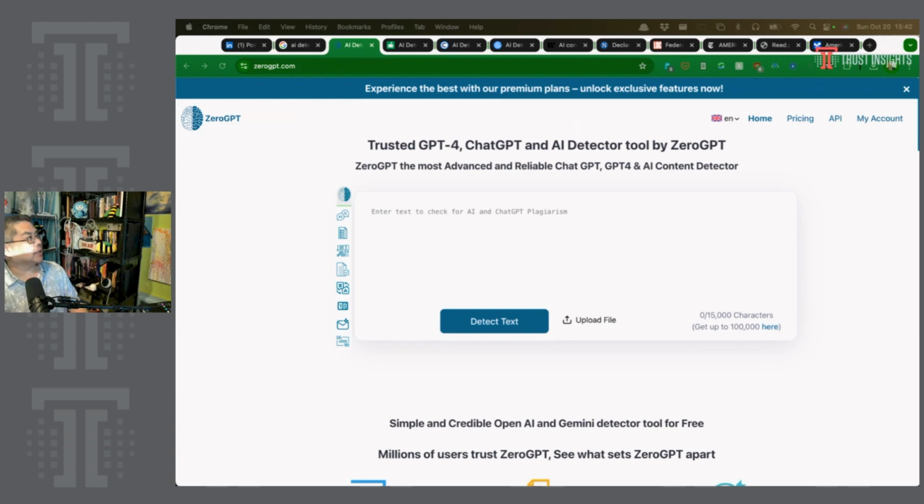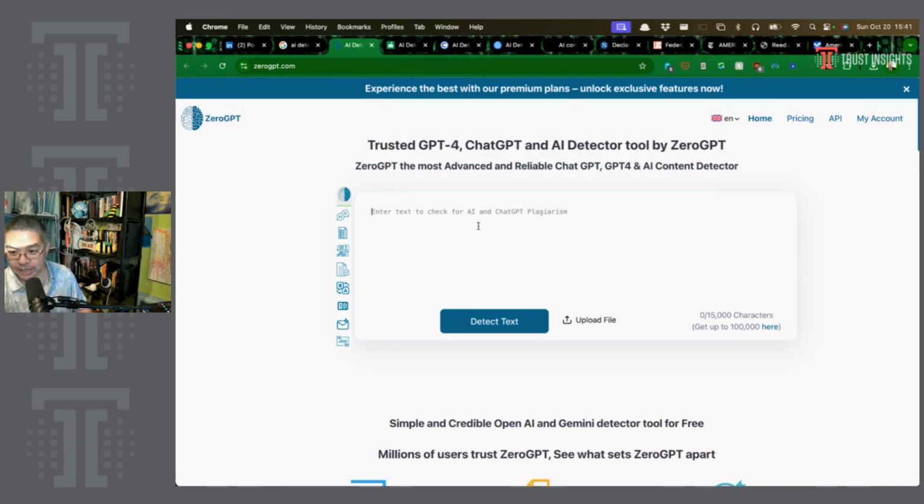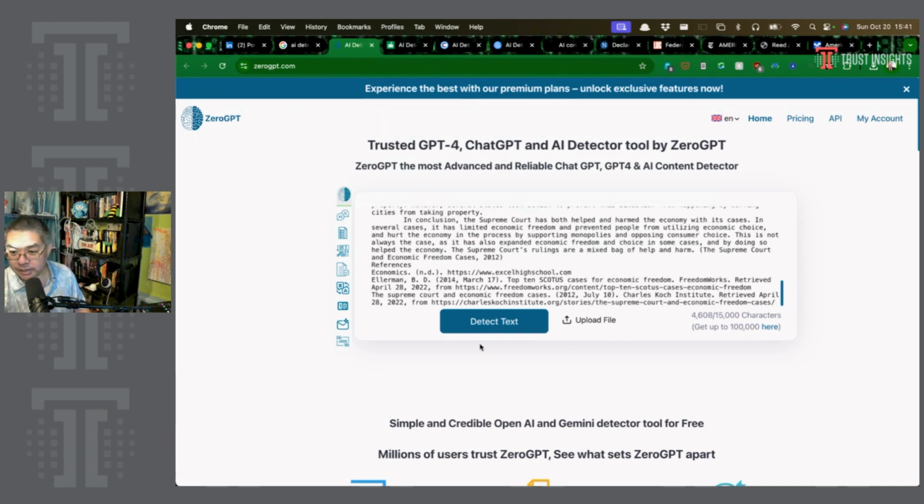And it was written, let me double check the date on this file. This file was written April 28th, 2022. ChatGPT, of course, came out in November of that year. So this file is guaranteed free of AI because no one had access to it. So let's go ahead and paste.